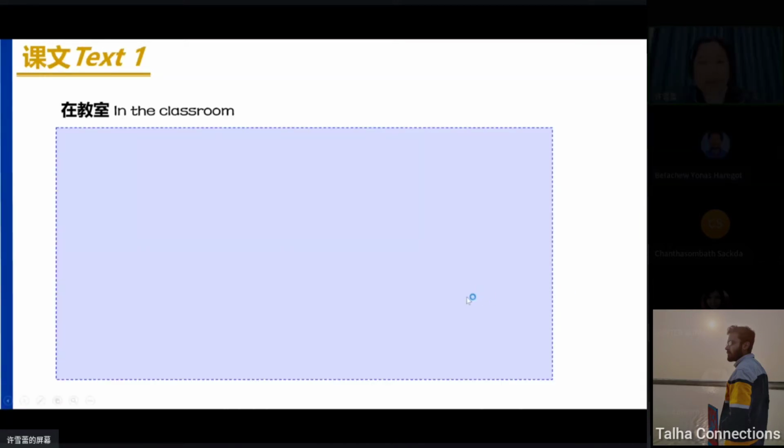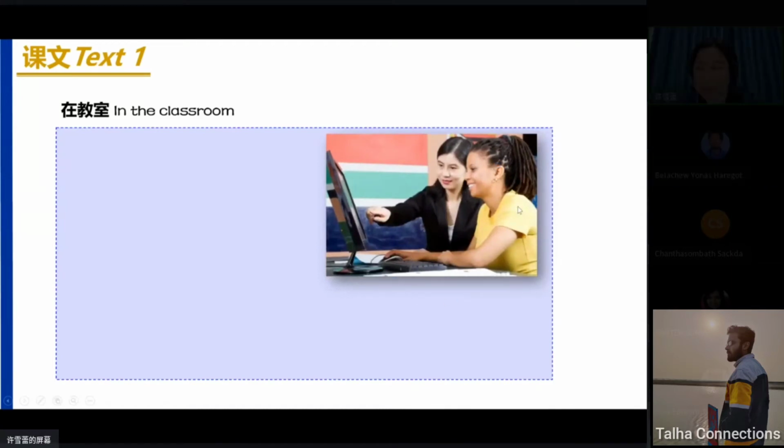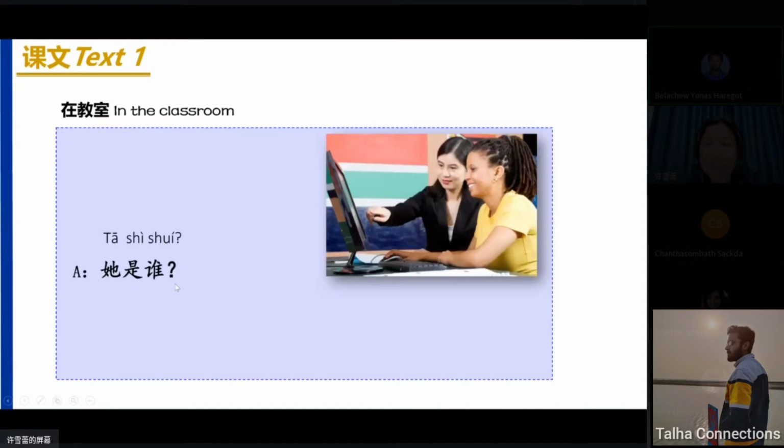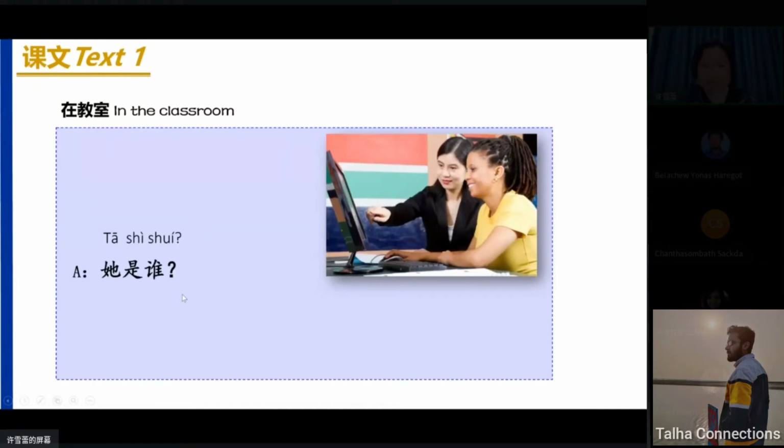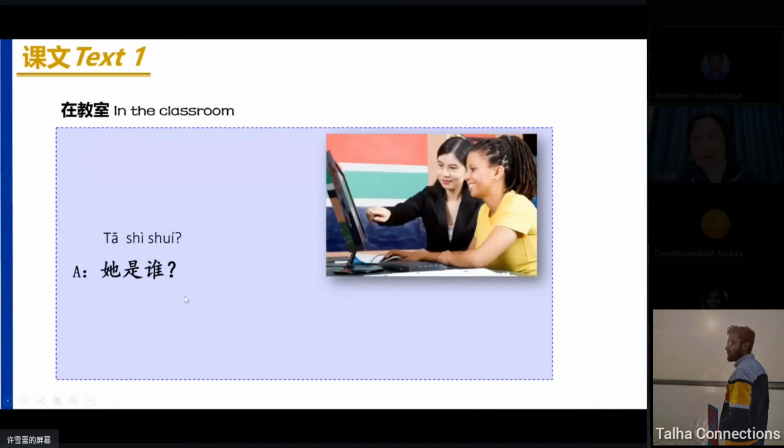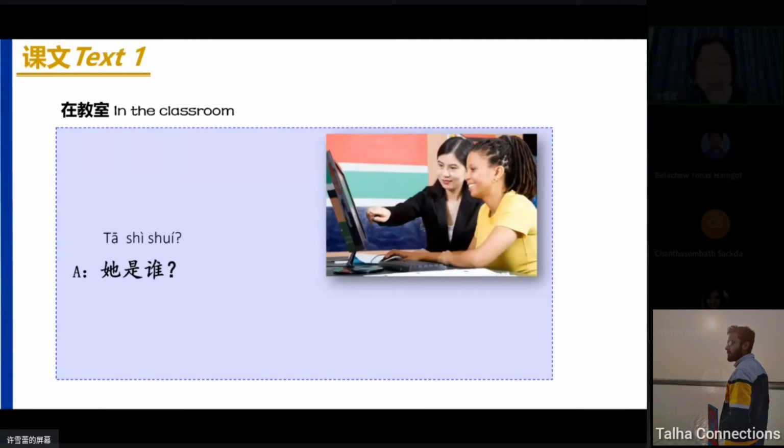Yep, let's look at that dialogue. Yep, they're going to talk about who they are. 他是谁? Who is she? But the word order in the sentence is different from the English one, right? English is who is she? But in Chinese, it is she is who? So interesting. So keep that in mind. The word order may not be exactly the same as English sentences.